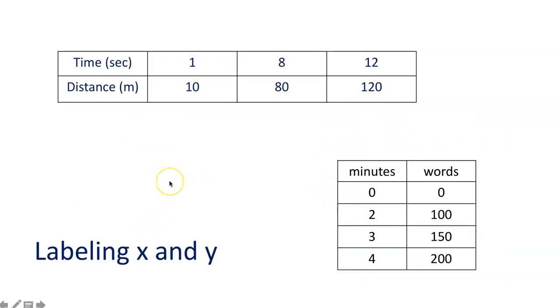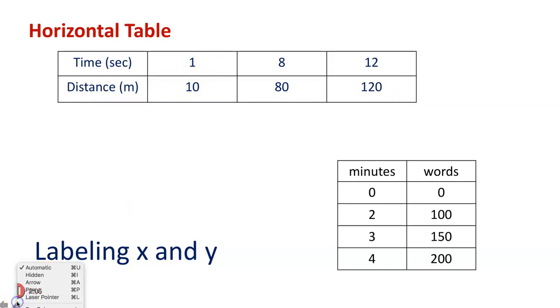All right, let's look at two more examples. In a horizontal table, you might just see the label. So it might just say time in seconds, with the unit seconds, distance in meters, with meters as the units, and then have a bunch of numbers. This is what you will typically see on the EOG, and you're going to have to know to label this top part as x and this bottom part as y.